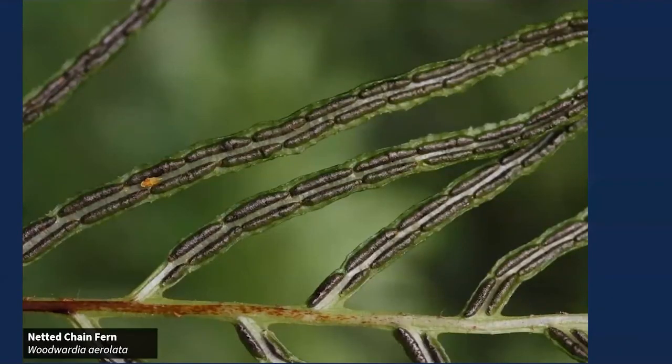And just another one to get into. So this is netted chain fern. It has these long kind of cigar-shaped sori that are completely covered tightly with a black indusium. Now, as they mature, that'll split open and let the spores out, but they call this chain fern because these sori do kind of look like chains going along the underside of each of the fronds here.